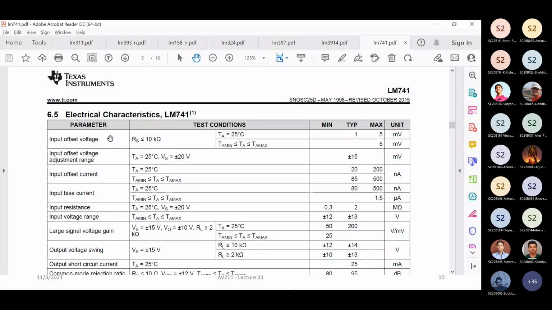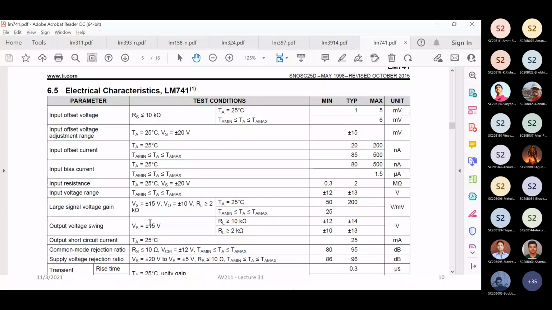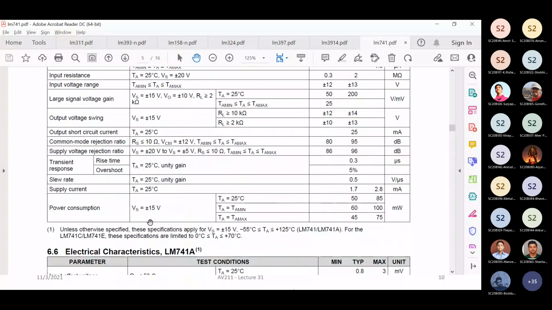Now, here they have said under certain conditions, input offset voltage adjustment range. This is to adjust using the nulling resistor. Offset current and bias currents are all there, and they have not talked about drift, is it?